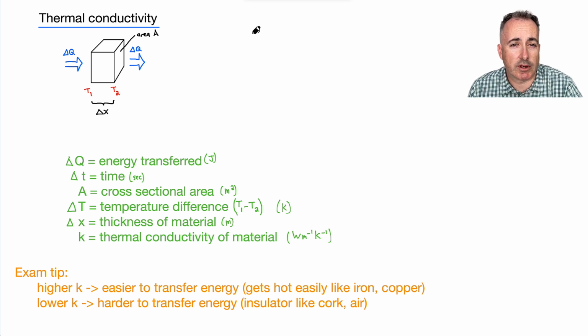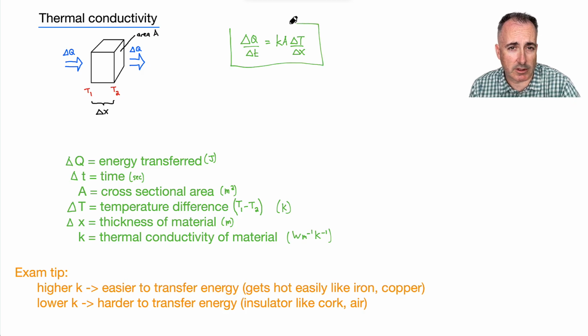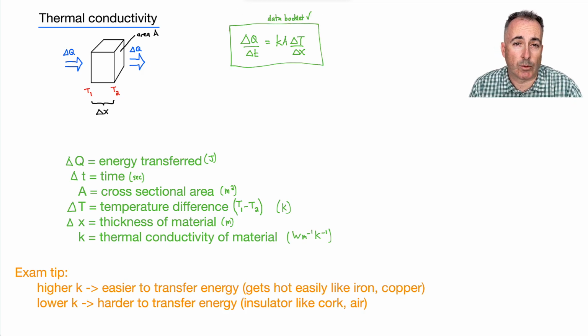Okay, so this equation here goes delta Q over delta t equals K times A times delta capital T over delta x. This is an equation you have in your data booklet, so you don't have to memorize it, which is good, and we'll discuss it. So what's going on right here?